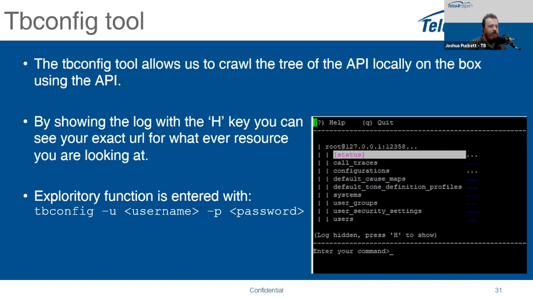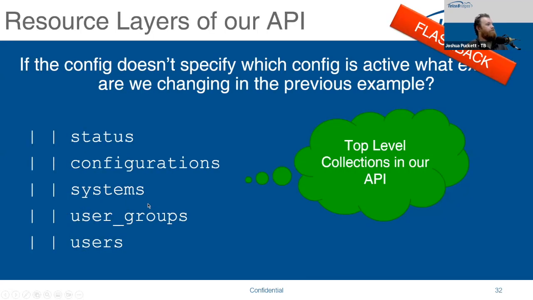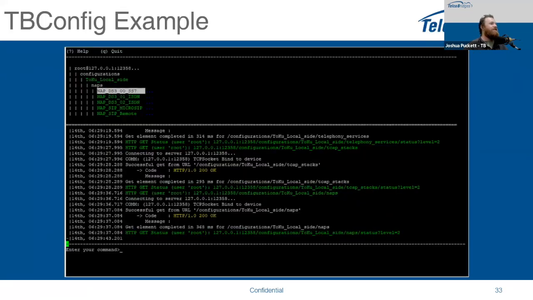That's really useful if you plan to build a tool, because what that log will do is give you the full URL of every resource you interact with. So if you're wondering, what's the right URL to post, put, get, or delete? You can find it just by navigating through this, hitting enter, going, I'm there, and then hit H and see it. Like we saw before, that's exactly what it looks like.